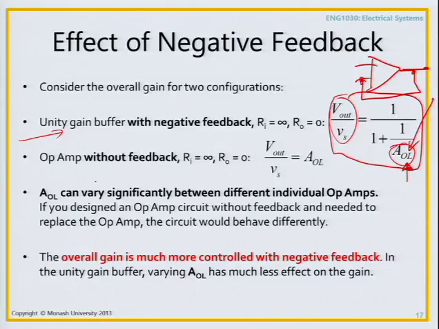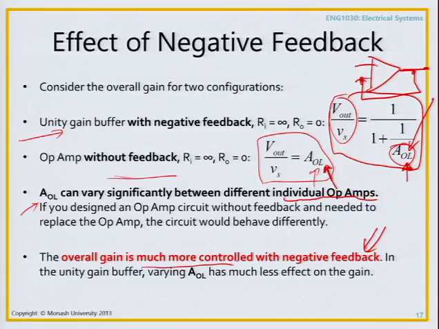For an op-amp without feedback, the gain of the op-amp is totally dependent on AOL. The problem with that is AOL varies really significantly between individual op-amps. Even if you swap in the same op-amp because you broke your other one, AOL would be pretty much guaranteed to be different. So if you design for that, that's why we do not use op-amps often without negative feedback. The overall gain is much more controlled with negative feedback.